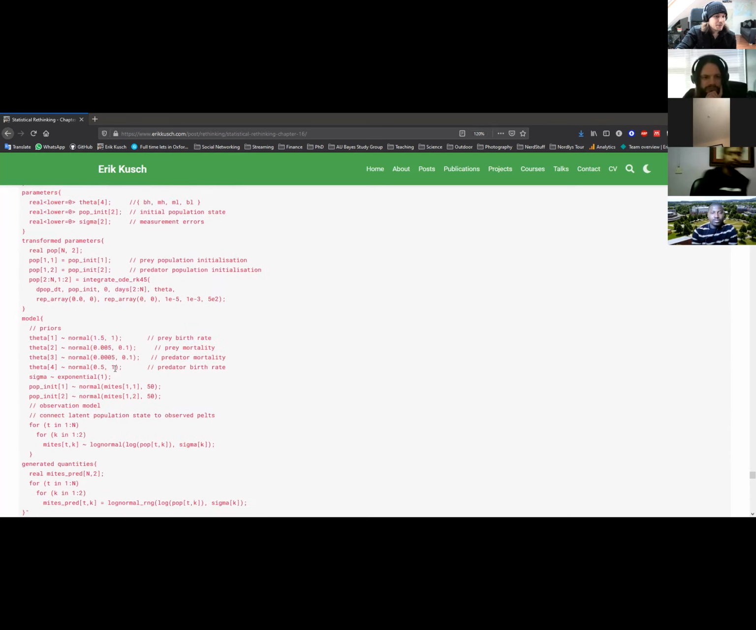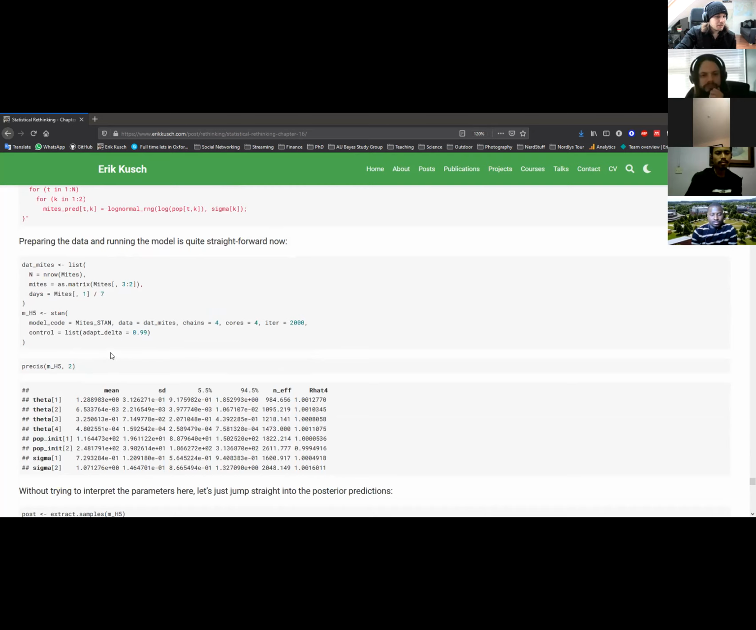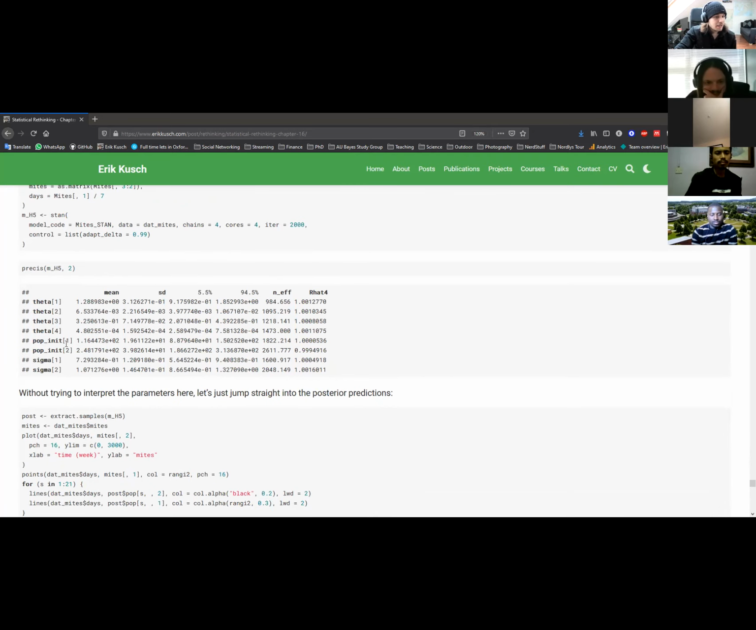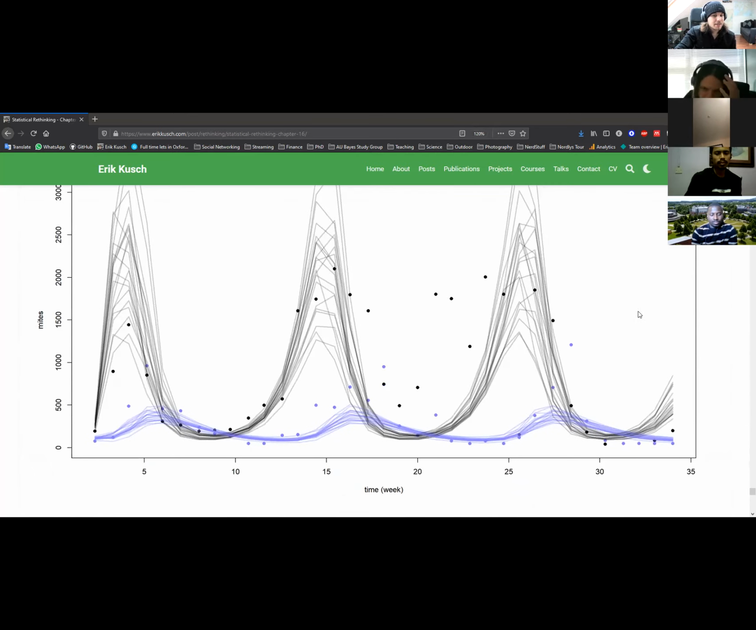And basically, it's just the model copied over, and I just updated the priors in it. That's all I had to do. And then we run the model, we get our output. Again, not looking into the parameters themselves, but just looking at the function, the time series that gets produced. And again, I'm not happy with that fit.